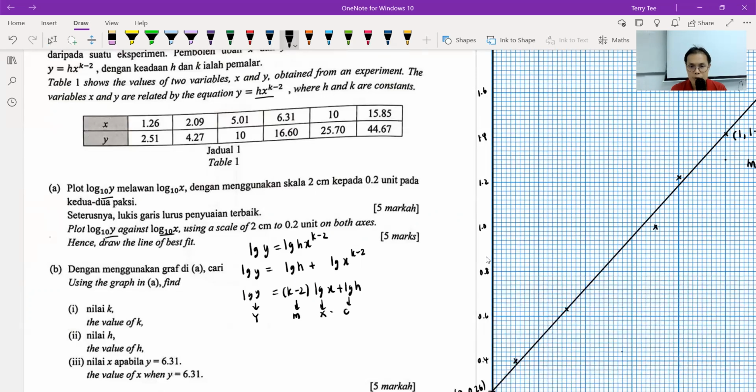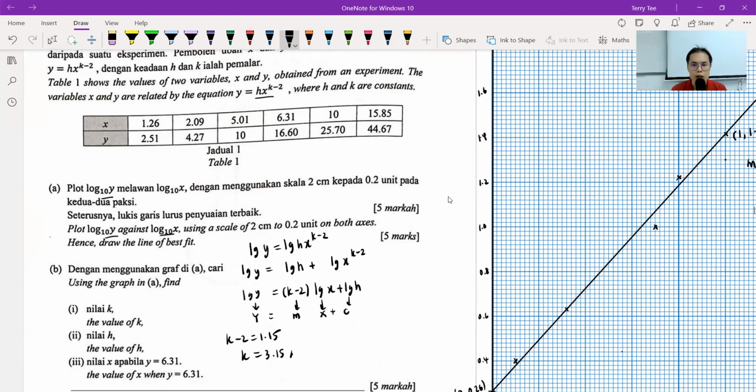And you'll see that when I say big Y, I'm referring to the variable on the Y-axis. When I say big X, I'm referring to the variable on the X-axis. My gradient just now, I've got 1.15. So when you bring it over, my K is 3.15. Yeah, you might get a slightly different answer. It's okay, because based on my graph, I got 3.15.